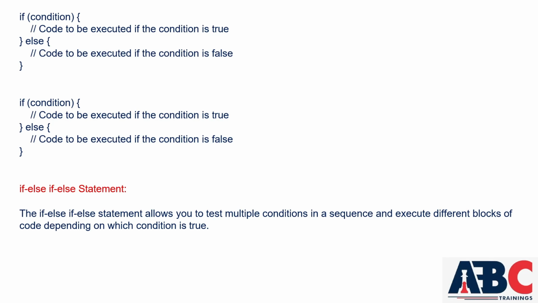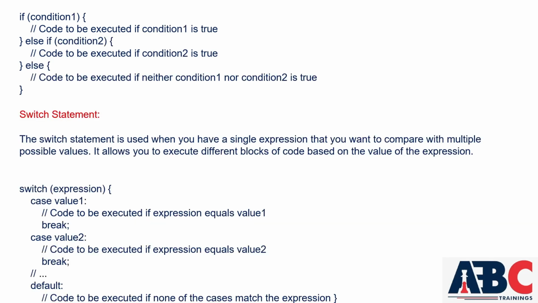Next is an if-else statement. If-else allows us to test multiple conditions in a sequence and execute a different block of code depending on which condition is true. So we add the first condition with if, then one more condition. If the first condition is satisfied, then the if block is executed. If the second condition is satisfied, then the else if block is executed. Otherwise, if both conditions are false, the else block is executed.